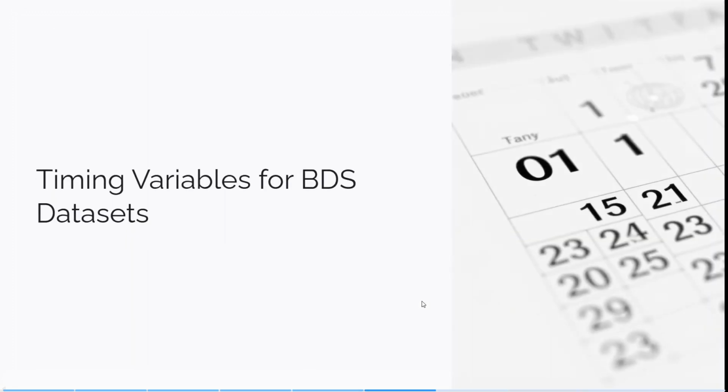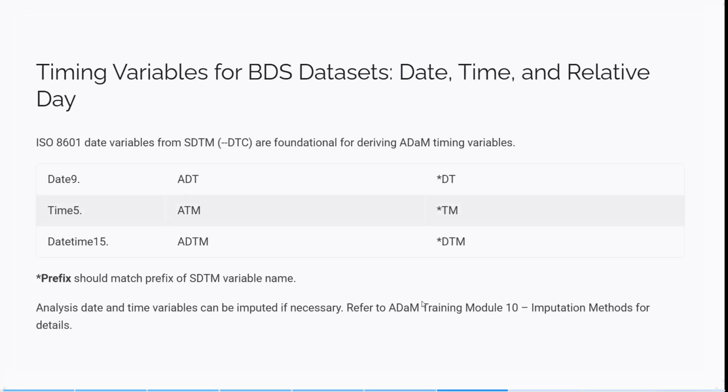So the timing variables for BDS datasets. Here for the BDS dataset, we have date, time, and relative days, and ISO 8601 format date variables. The suffix DTCs are foundational for deriving ADaM timing variables. So the date is ADT, time is ATM, and date and time is ADTM. So you see the DT, TM, and DTM.